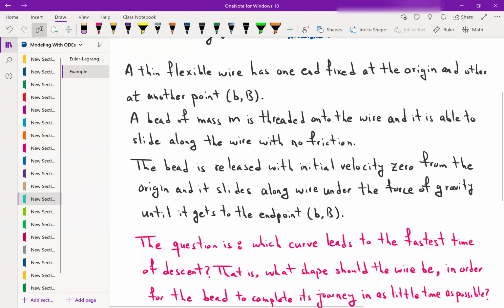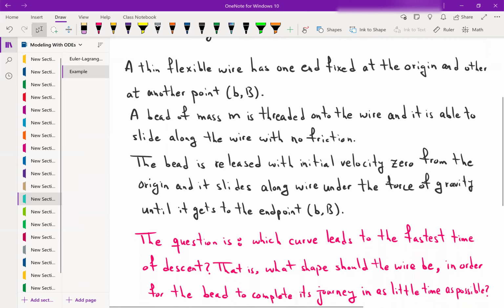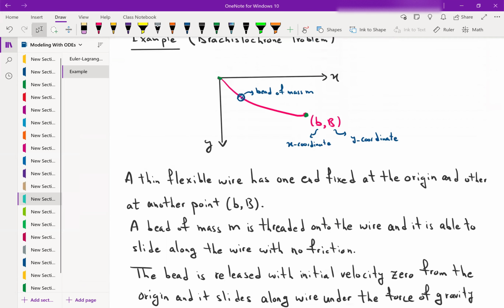And then let's see what the question is. Which curve leads to the fastest time of descent? Folks, let me scroll up here. This is a beautiful problem. You can imagine a variety of shapes that connect the origin to the fixed point with coordinates little b comma big B. Here I drew one of them. This red curve is one of the curves that connects the origin to the point b comma B. But there are a variety of other curves.